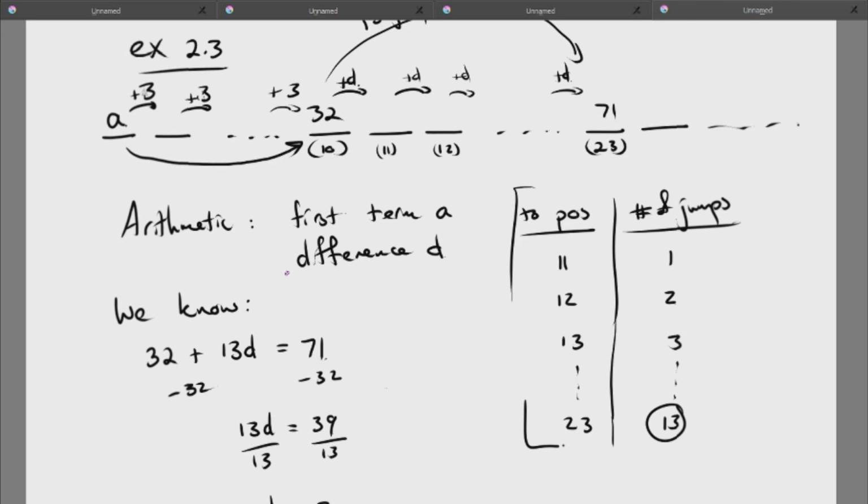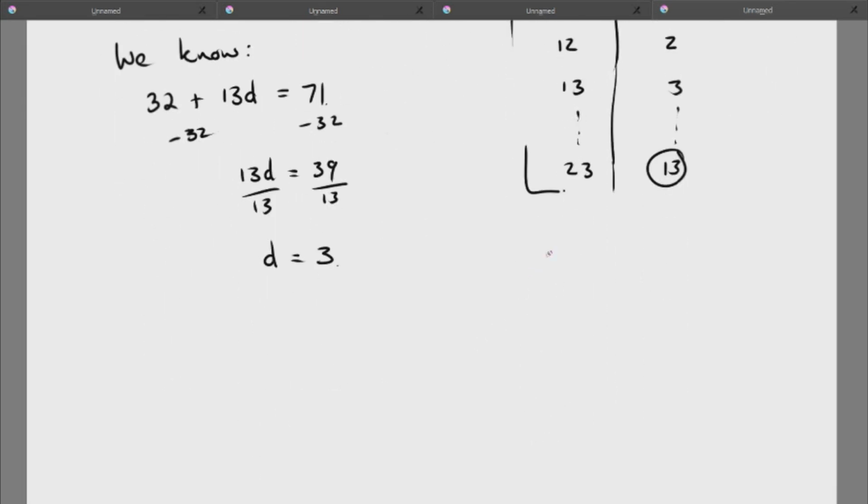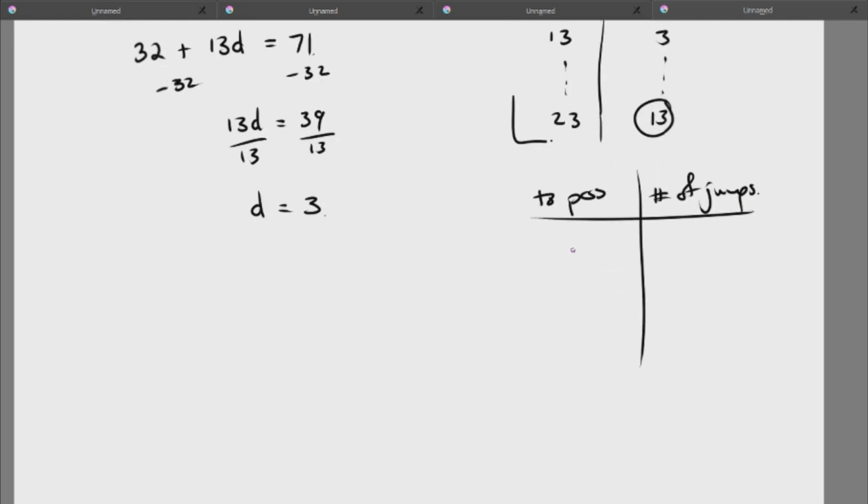Which is why I like my table, because I do not want to guess. How do I know it's not 10? I'm going to do my table again, because I like that feeling of confidence in my numbers. So because my first jump is to position 2, I've made 1 jump. To position 3, I've made 2 jumps. To position 10, I therefore have made 9 jumps.